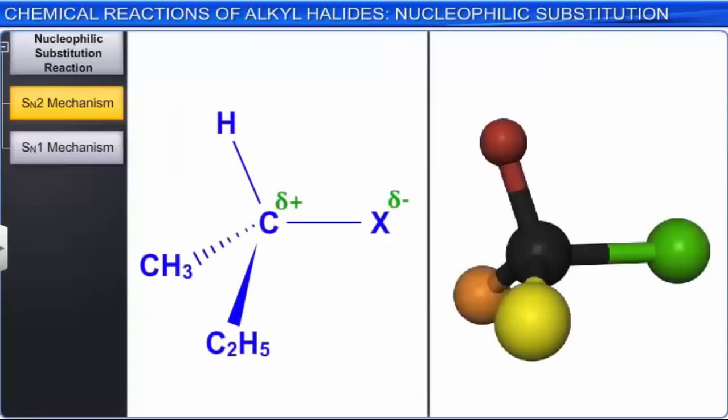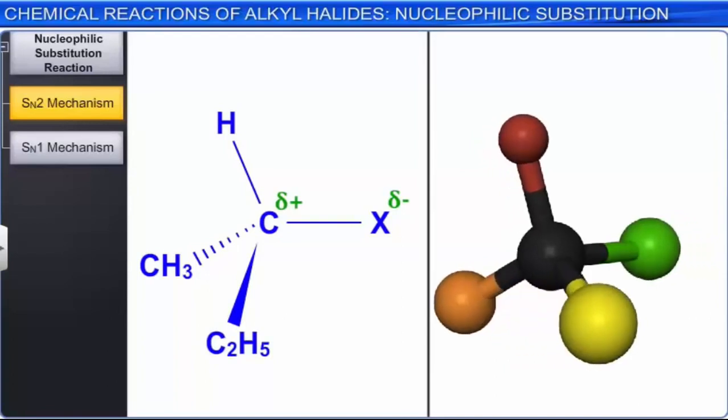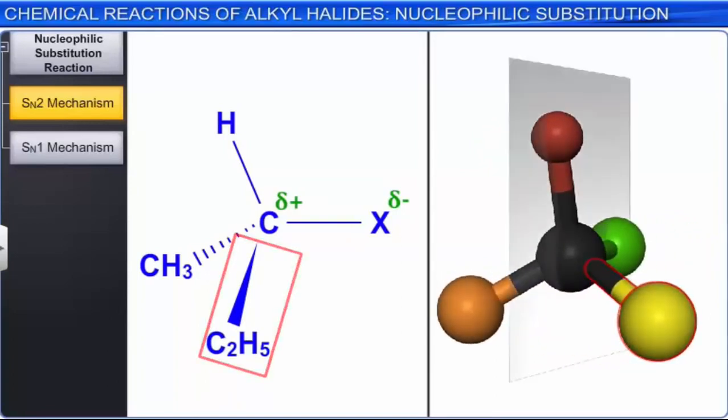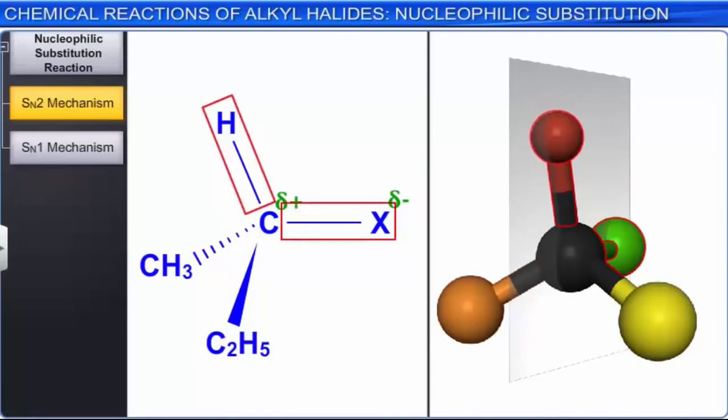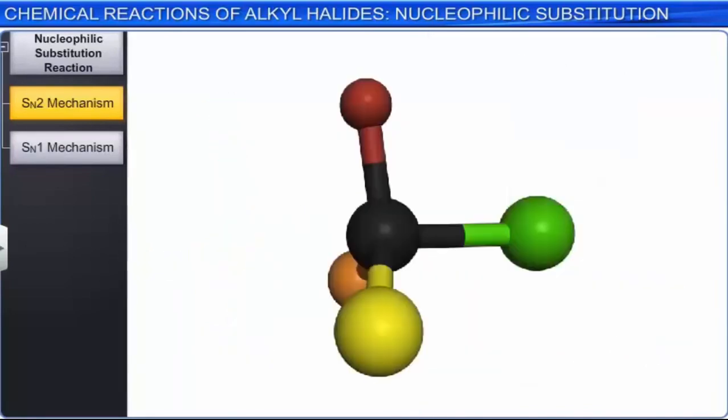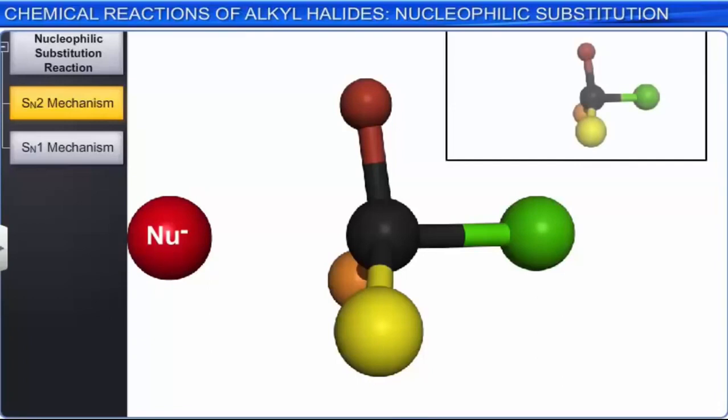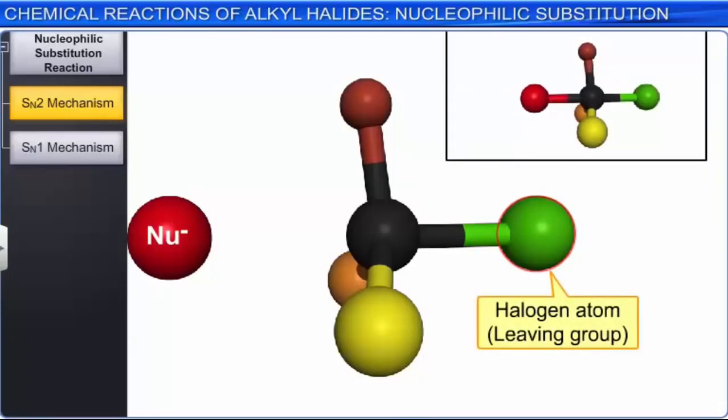Take note of the 3-dimensional arrangement of the atoms around the carbon in the alkyl halide. The solid wedge is used to show the bonds coming out of the plane of the screen. The dashed lines show bonds going down the plane of the screen, while the straight lines represent the bonds in the plane of the screen. In the SN2 mechanism, the nucleophile attacks from the back of the molecule on the opposite side from the halogen atom, the leaving group in this reaction.